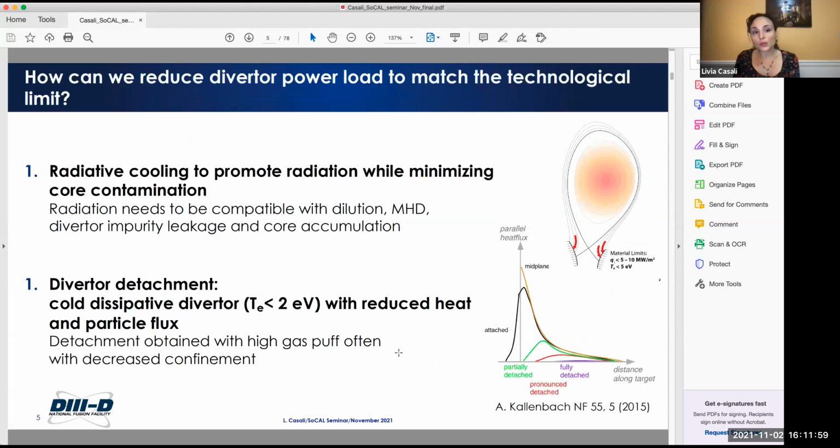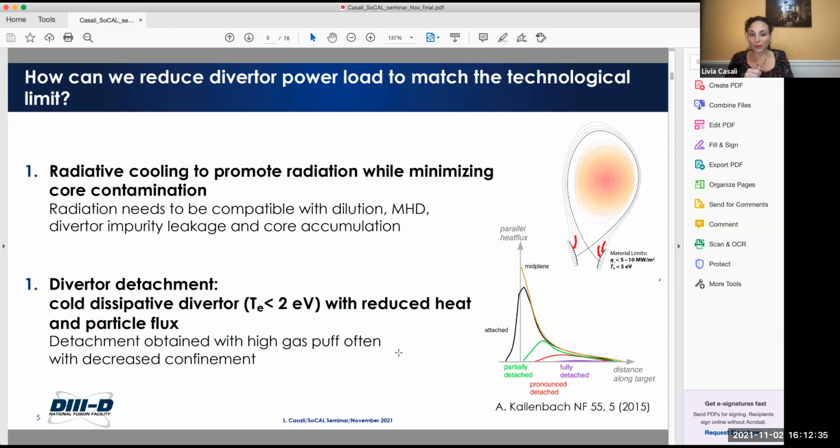And so the question is, how can we reduce power load to match the technological limit? One way is through radiative cooling, to promote radiation while minimizing core contamination. And in doing this, we need to make sure that radiation is compatible with dilution, WMHD, divertor impurity leakage, and core accumulation. The other way is through divertor detachment: the achievement of a cold dissipative divertor will reduce heat and particle flux.